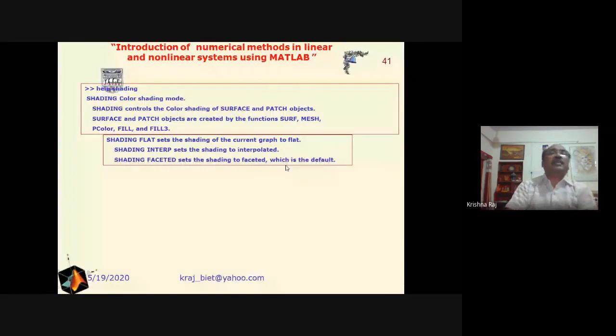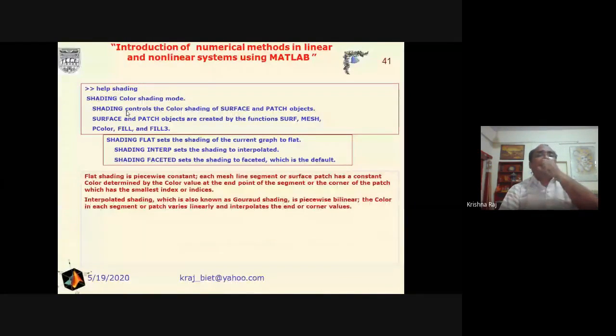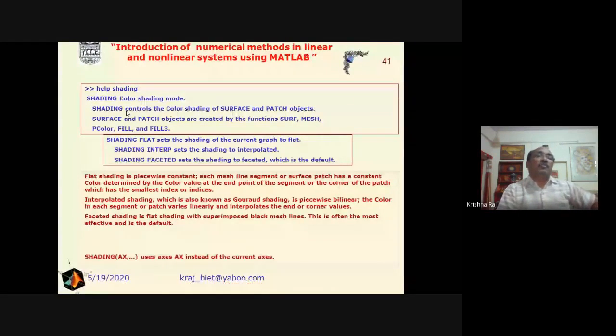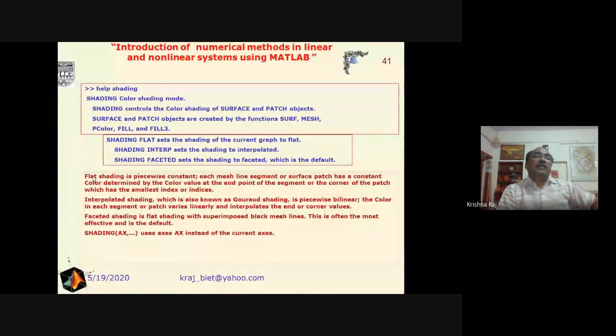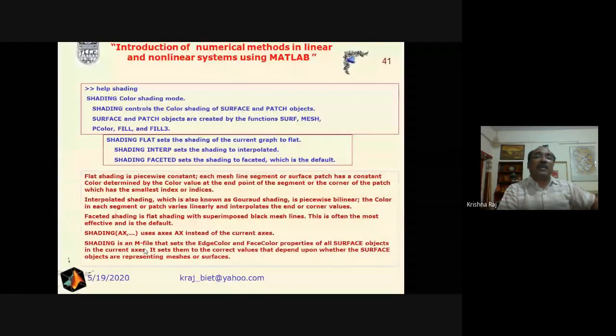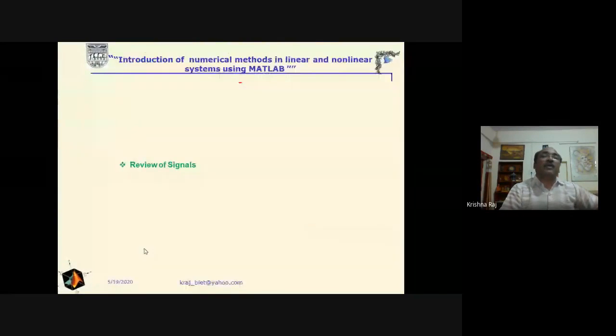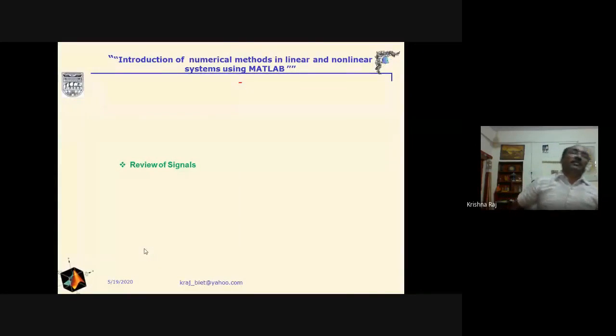Now these are descriptions of the shading colors having different syntax or different types of commands. The different commands are used for different purposes, like flat shading, interpolated shading, and faceted shading, and shading having a vector of the axes, in which the X is replaced by the AX. Shading is an M file. That M file is also a program that converts the information into a colored shaded form for the purpose of analysis and discussion.